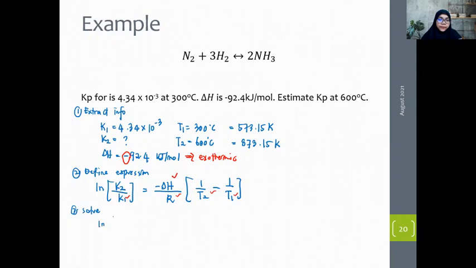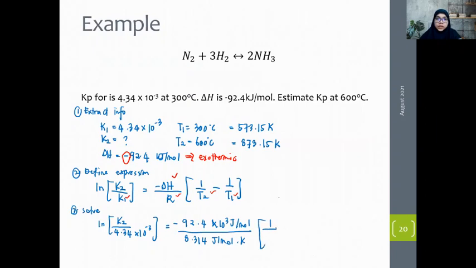So ln K2 over 4 equal to minus 92.4 times 10 to the power of 3 joule per mole. Okay, please make sure you standardize the unit. R is 8.314 joule per mole K, and then 1 over T2 is 1 over 875 K minus 1 over 573.